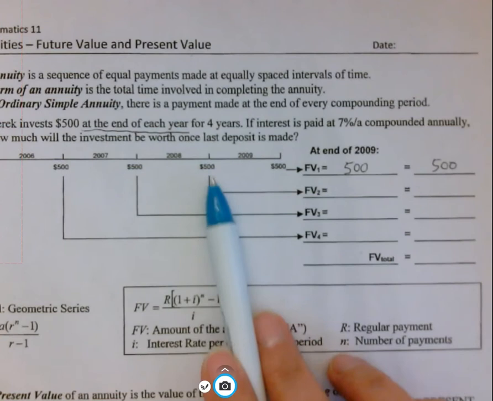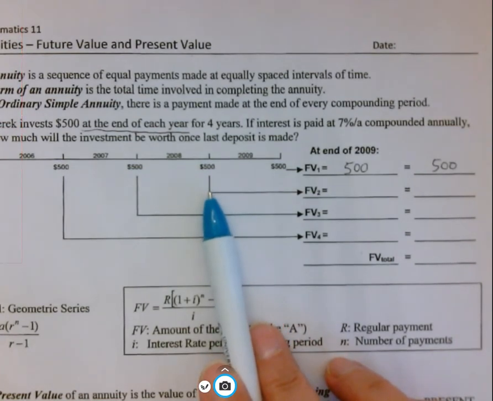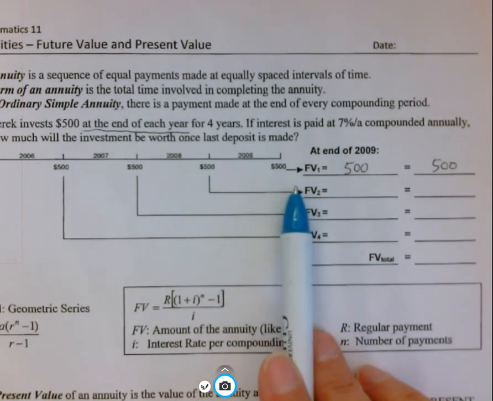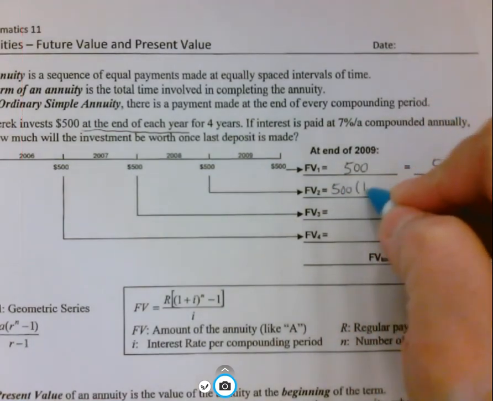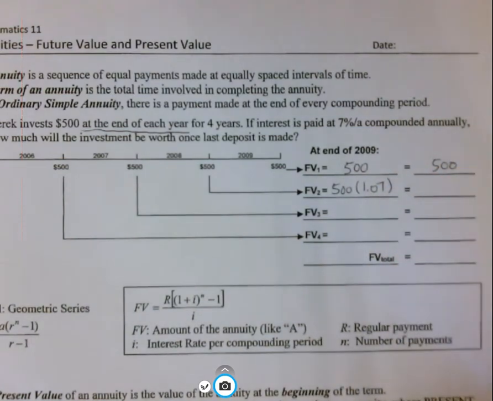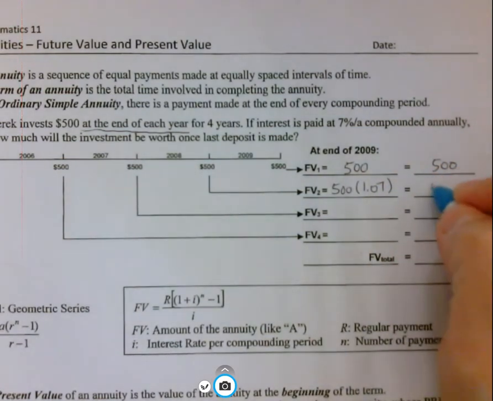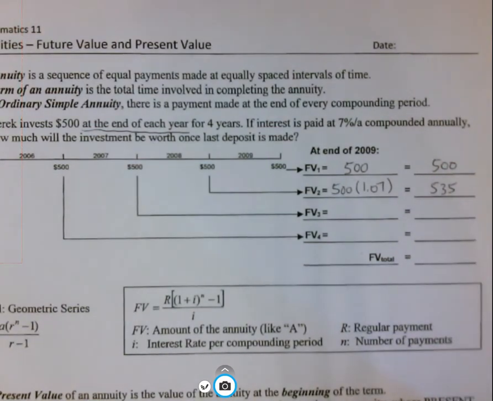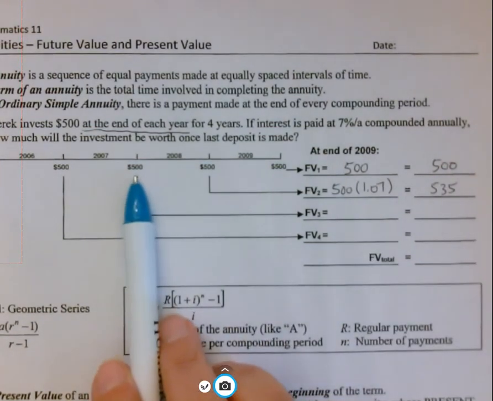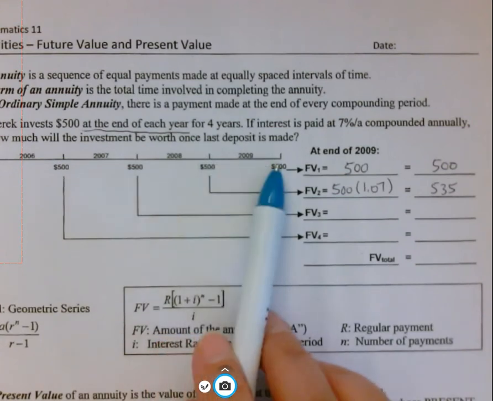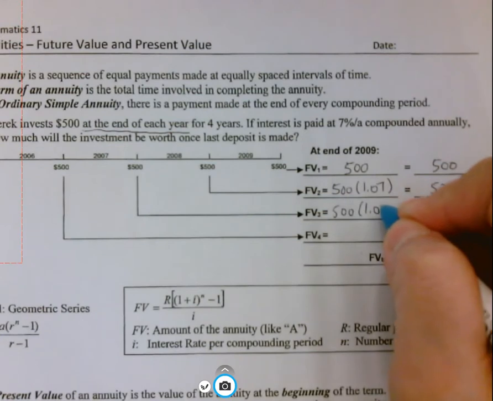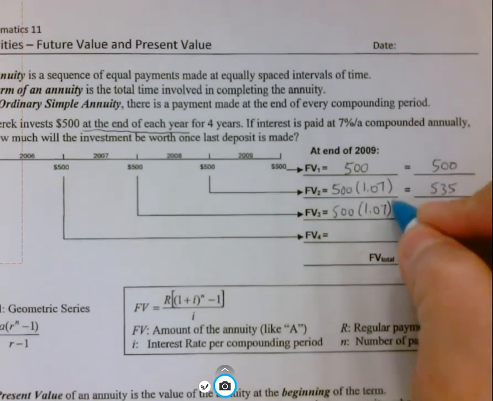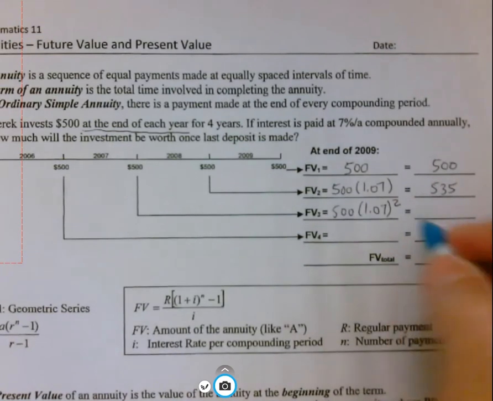Whereas this one that was done at the end of 2008 was $500, and it has been sitting in the account for a year. So the future value of that $500 is $500 times 1.07, right? It has grown by 7%, so that's $535. Now, this one has been sitting in the account for 2 years, so it's actually accumulated 2 years worth of interest. So that one is 500 times 1.07 squared, and that's 572.45.